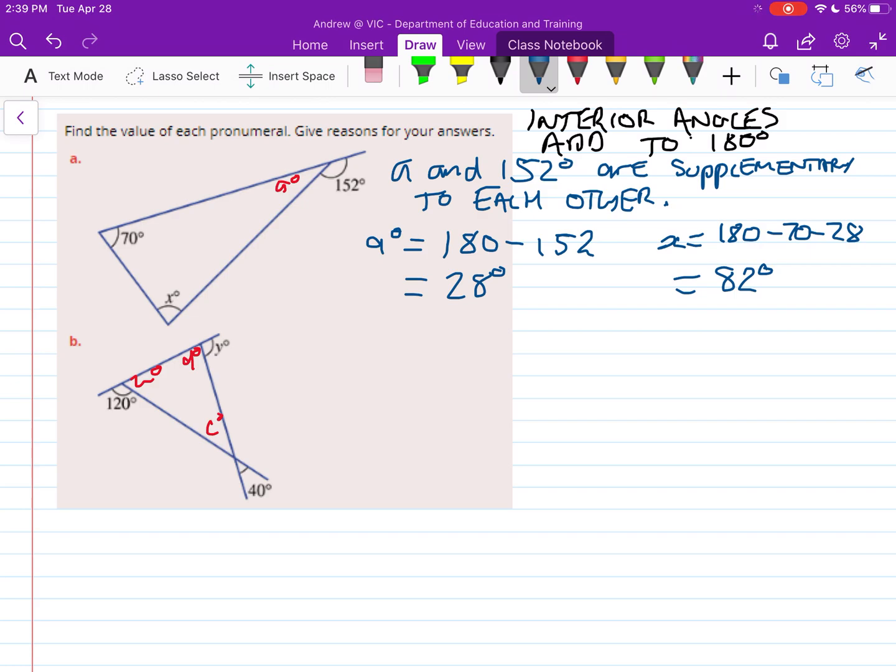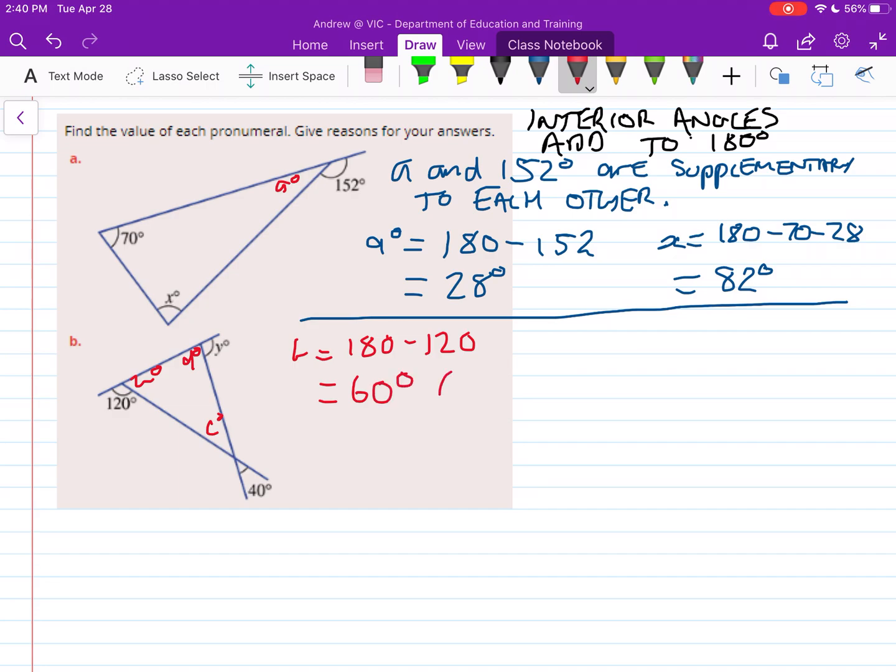Now our second example. First, hopefully you realize we can find B probably the easiest first. This is just using our supplementary values again, because there's a straight line going through, so B and 120 have to equal 180. That means B is equal to 180 minus 120, which gives us a value of 60 degrees. These are supplementary angles.